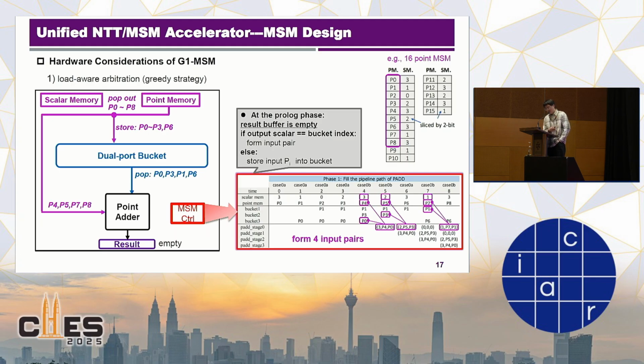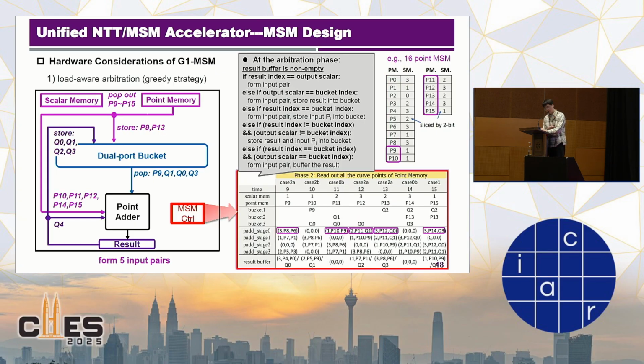We use 16-point MSM with 2-bit slice as an example. At the prologue phase, the output of point adder is invalid, so the result buffer is empty. If the output scalar is equal to the bucket index, the corresponding points are paired as inputs for the point adder. Otherwise, the new input points will be stored into the bucket. So in this phase, we can form 4 input pairs. And at the arbitration phase, the point adder has the valid result, so the result buffer is not empty.